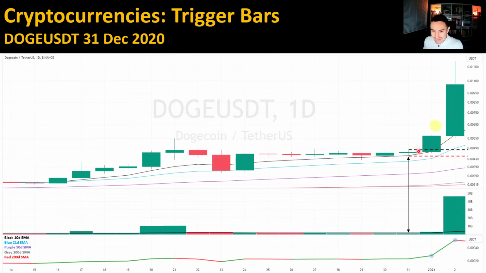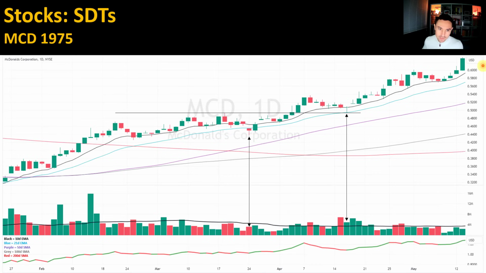Dogecoin, before it made a huge move and Elon was tweeting about it. See how it's in an uptrend here? Bounce off the 21, tight, tight, tight, tight, rip through. Expansion follows contraction. Really important principle.